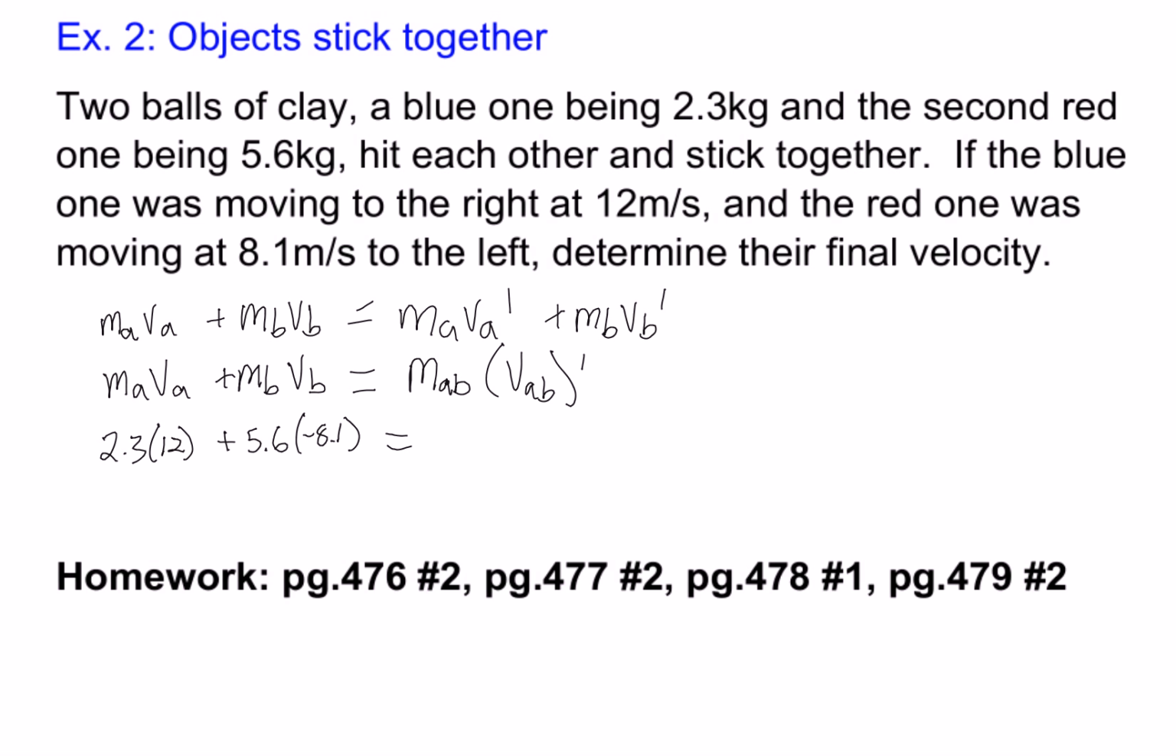So now afterwards, the masses are going to stick together. So our total mass will still be the same, but it'll be 5.6 plus 2.3. So that'll give us 7.9 for our total mass. And the question is, what's its total velocity afterwards? So pretty basic question. All we have to do is figure out the left-hand side and divide by 7.9. And I won't bother doing the work on this one. When we plug all that in on our calculator, we should get an answer of negative 2.2.